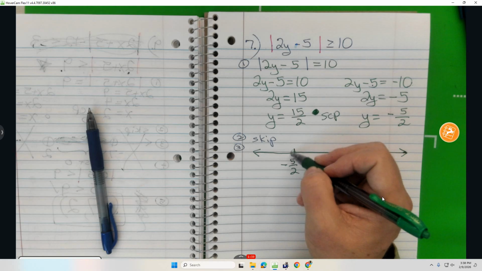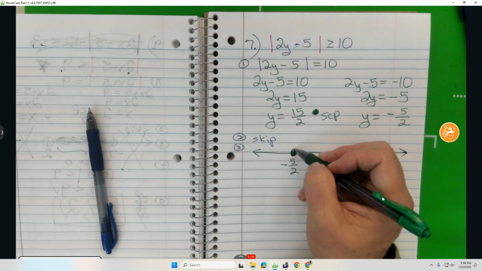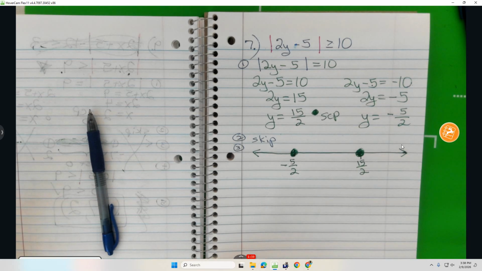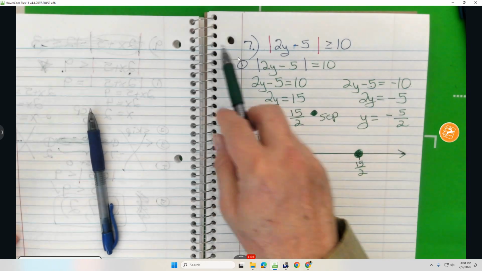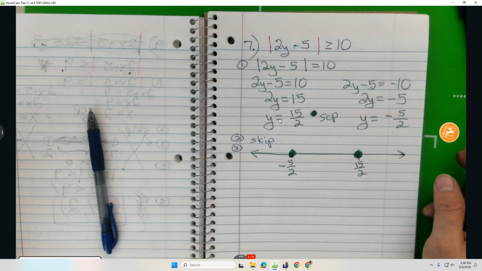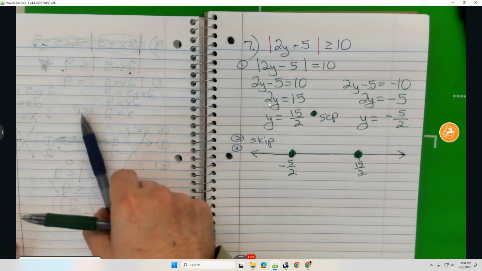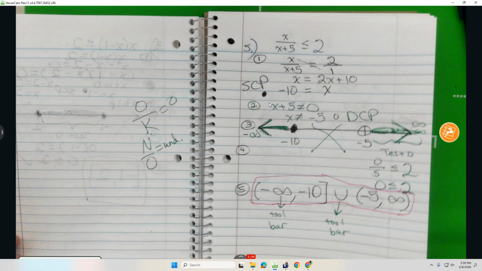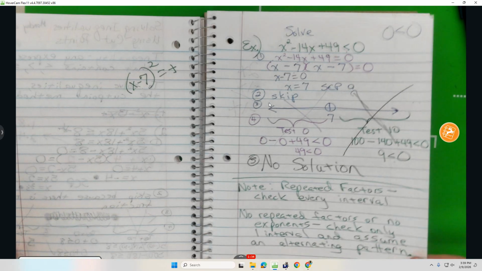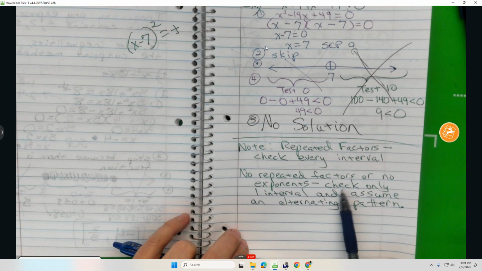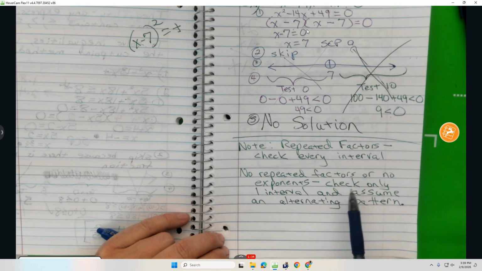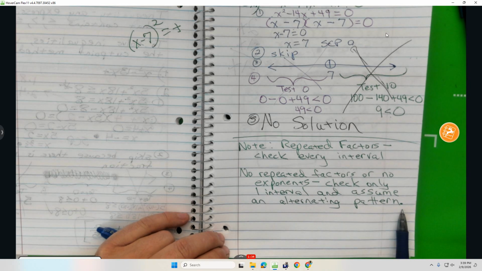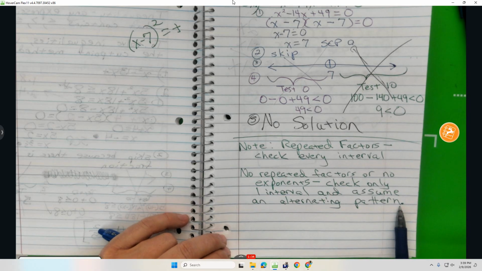Do we need to check every interval, or can we just assume an alternating pattern and check only one? Did you factor anything? Did you run into any quadratic expressions? Any exponents? No. So we can assume. If there are no repeated factors or no exponents, you can just check one interval and assume an alternating pattern. Does that make more sense now?